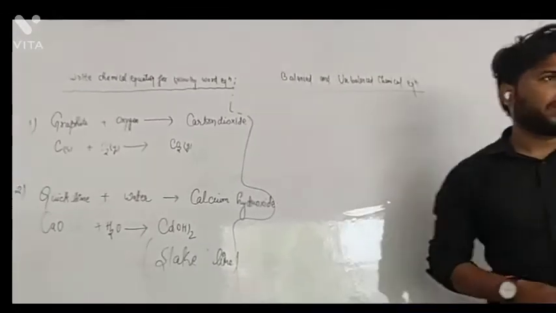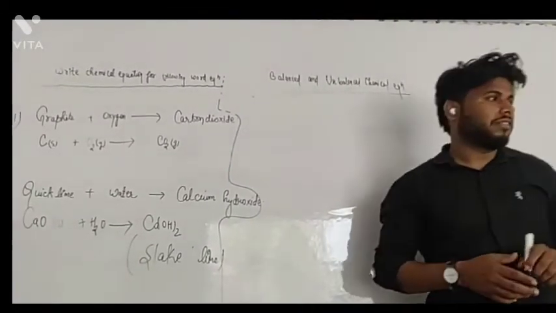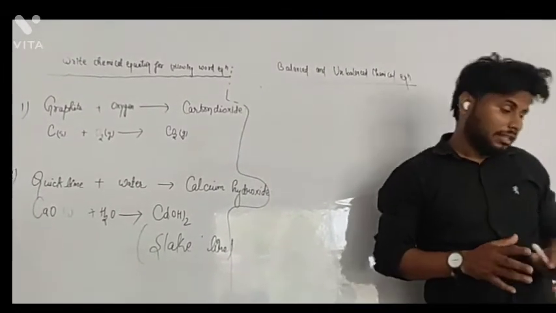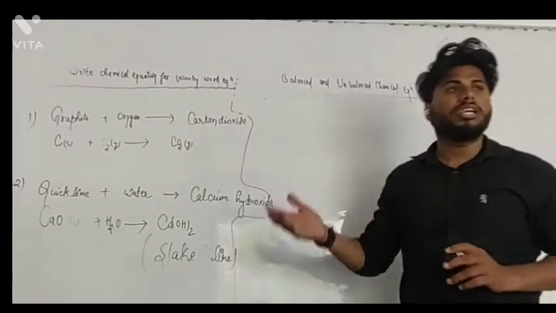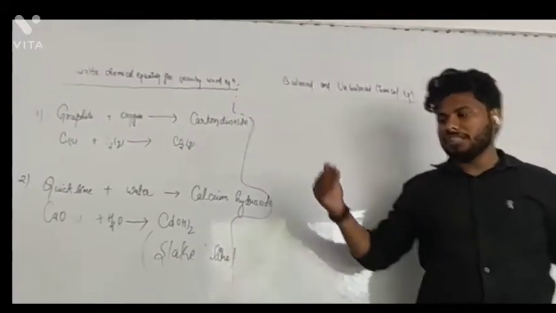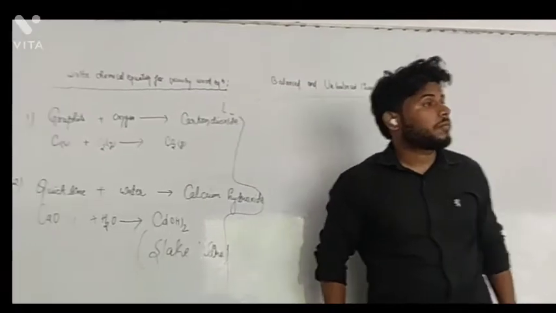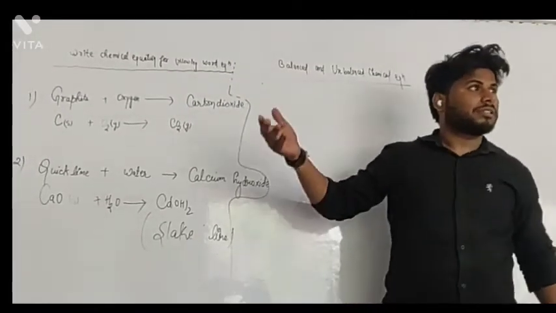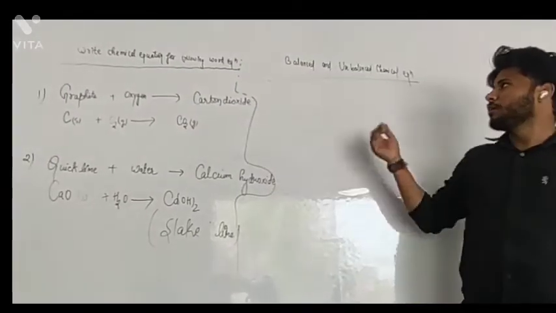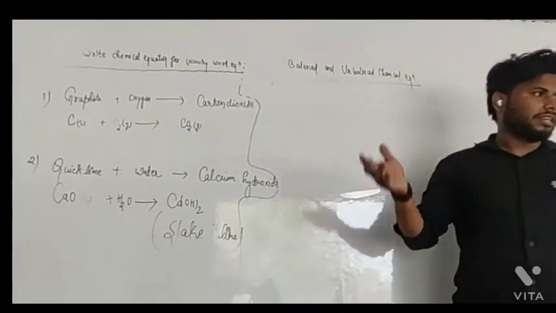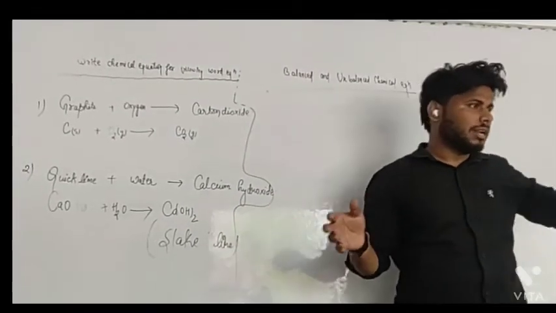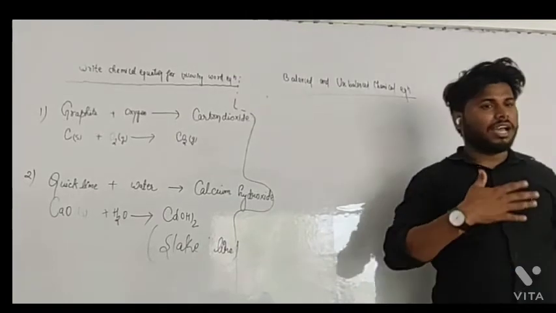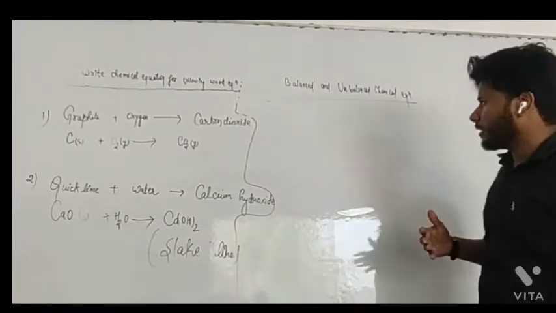Before doing that, we have to know the meaning of reactant and product. The substance which goes into the reaction, which starts the reaction, is known as the reactant. And the substance which is newly formed is known as the product. The reactants and products are separated by an arrow.